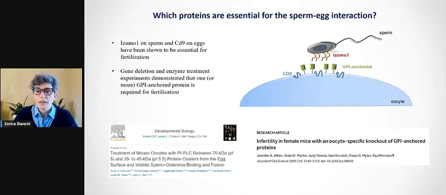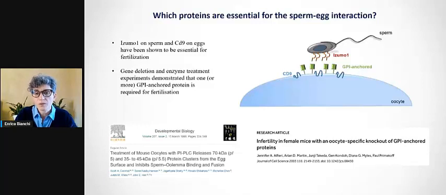to be required for fertilization, and their expression was known to be required in oocytes, because by treating oocytes with an enzyme that cleaves the anchor and therefore releases all GPI anchor proteins, or by knocking out a gene that is required for the synthesis of the GPI anchor, and again creating oocytes that do not have GPI anchor proteins on their surfaces, they were able to create sterile females.